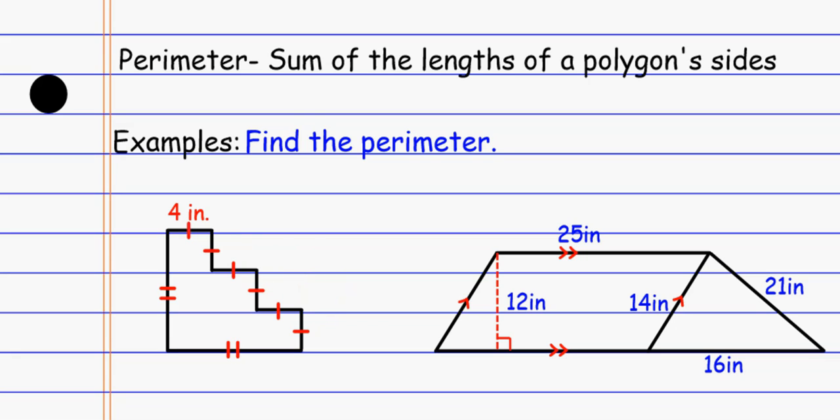And so what happens here for this one, I know that this is 4 inches, and then this piece here is 4 inches. And so I just keep labeling all the pieces that I know, 4 inches for this one, and 4 inches for this one. And then down here, these two pieces are the same, but I don't have a measurement for those pieces.